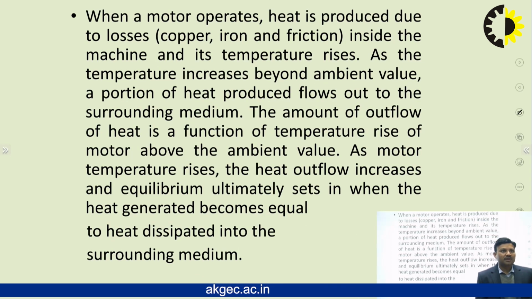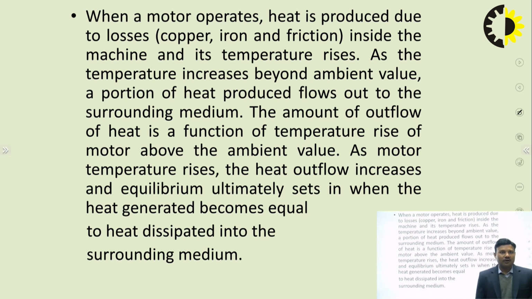When a motor operates, heat is produced due to losses, that is copper, iron and friction. Other types of losses are also there inside the machine, and its temperature rises. As the temperature increases beyond the ambient value, a portion of the heat produced flows out to the surrounding medium. The amount of outflow of heat is a function of the temperature rise of the motor above the ambient value. So as the motor temperature rises, the heat outflow increases, and equilibrium ultimately sets in when the heat generated becomes equal to the heat dissipated into the surrounding medium. In coming slides we will see this is also a very important parameter.